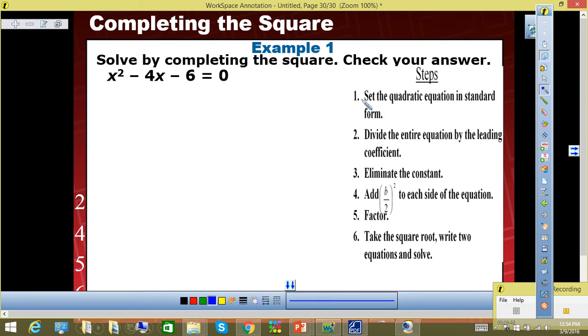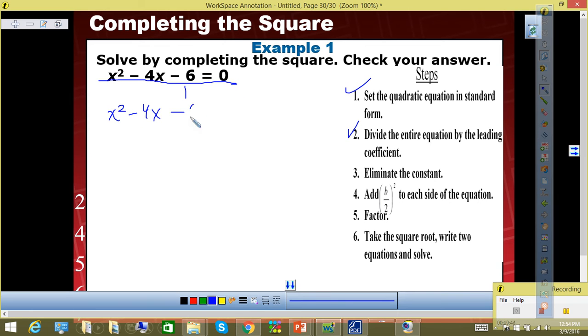Here we go. Step 1. Set the quadratic equation in standard form. Check. It's already in standard form. Pay attention, please. Step 2. Divide the entire equation by the leading coefficient. What's our leading coefficient? 1. So if I divide the entire equation, we end up with x squared minus 4x minus 6 equals 0. You're just paying attention. You're going to copy at the end. Here we go.